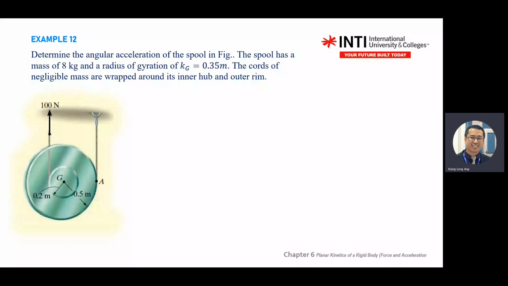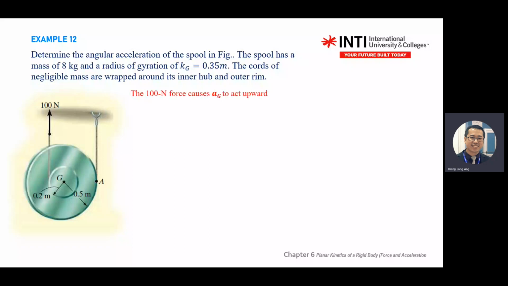The spool has mass 8 kilogram, with radius of gyration k. Use moment equal to I alpha. Do this one first. The next step is to use this one, and after this one, F equal to ma. The cord, ignore the mass.